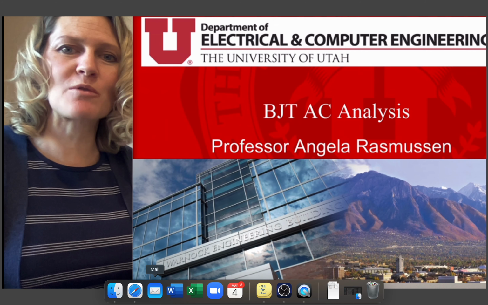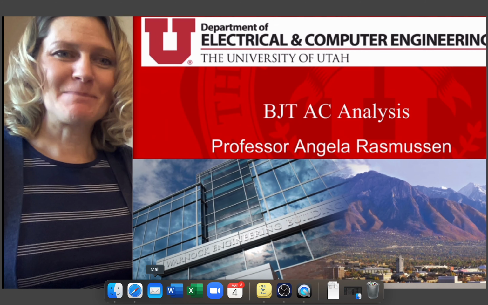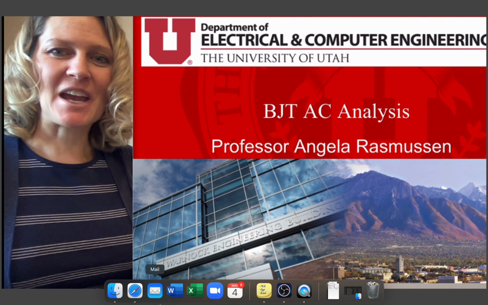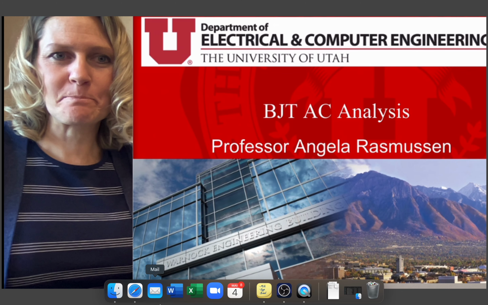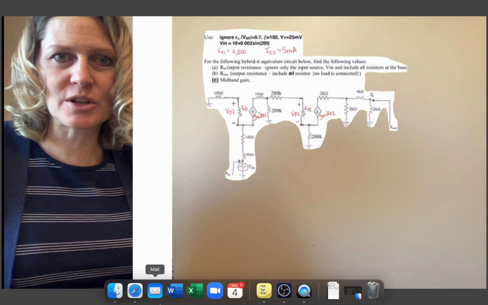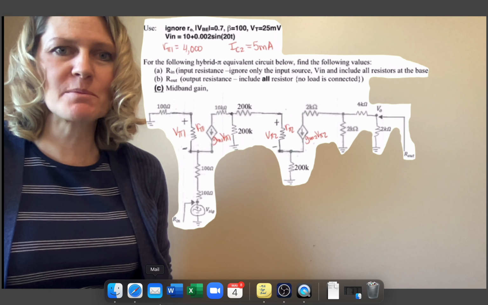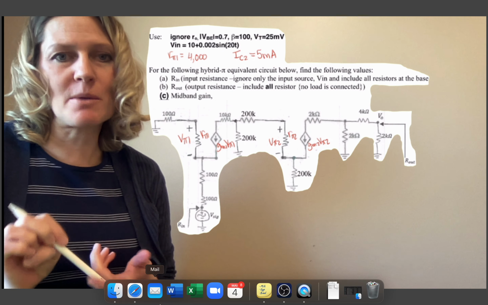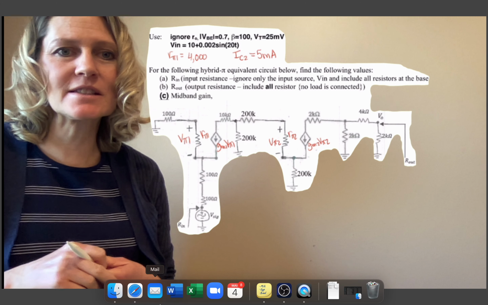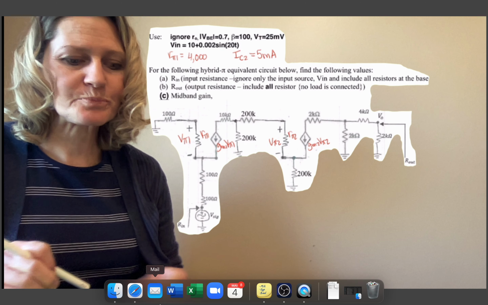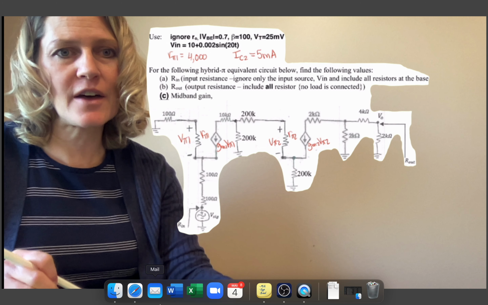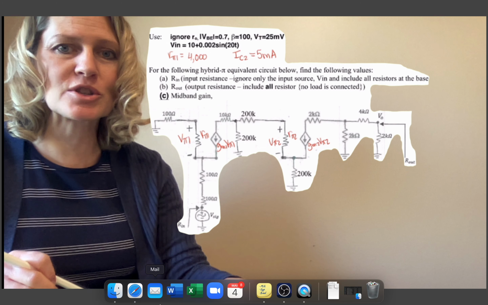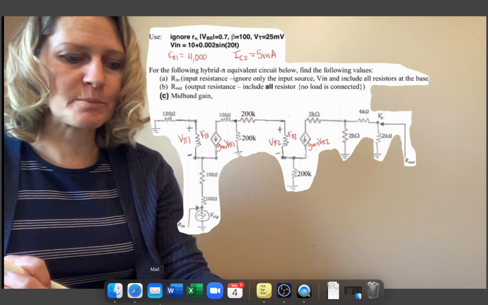I'm going to go over a BJT doing some AC analysis examples. So this is going to be the circuit that we're going to look at. It already has the hybrid pi drawn for it, and we're given information about our pi 1 and the DC current IC2. So from this, we're going to need to get the other AC parameters, such as our pi 2 and gm1 and gm2.